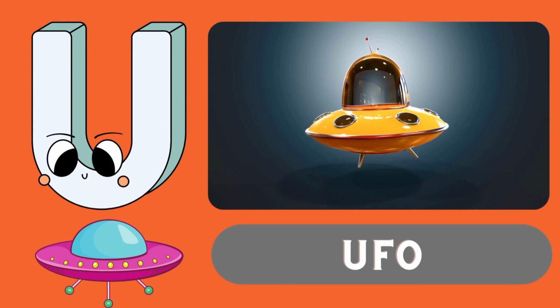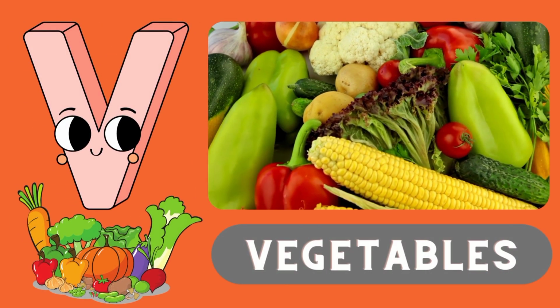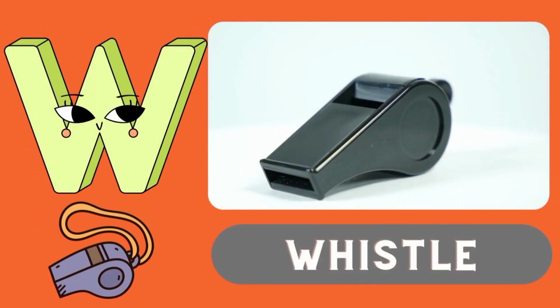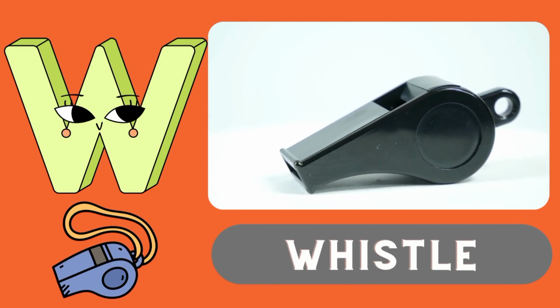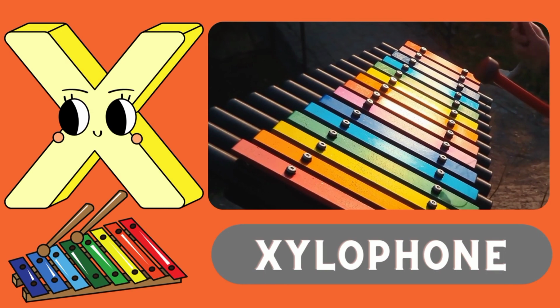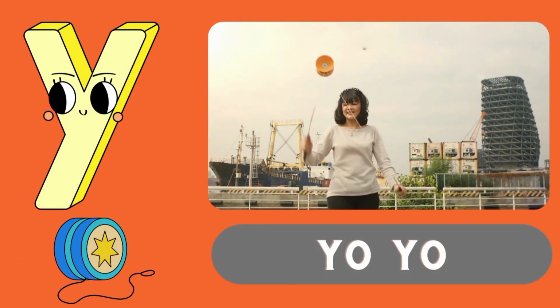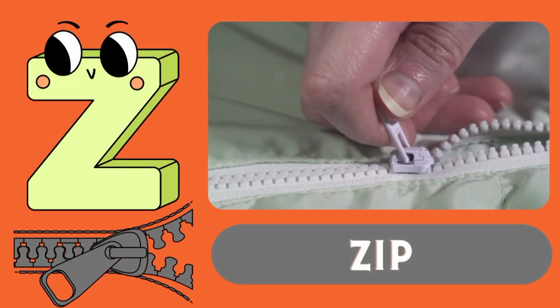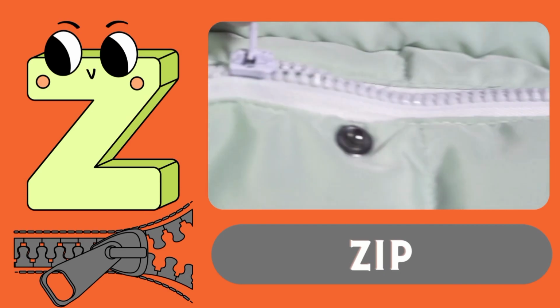U for UFO. V for vegetable. W for whistle. X for xylophone. Y for yo-yo. Z for zip.